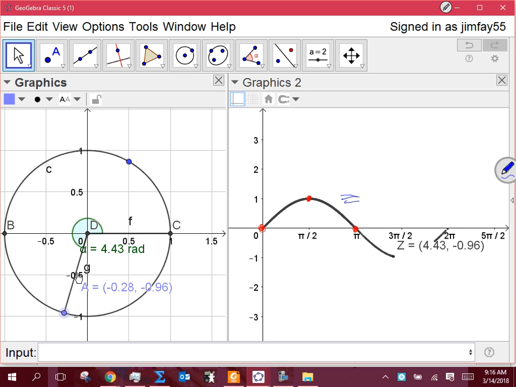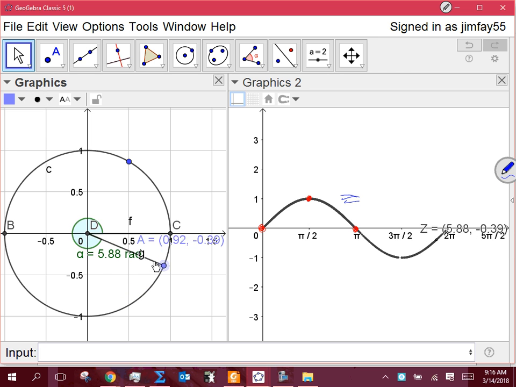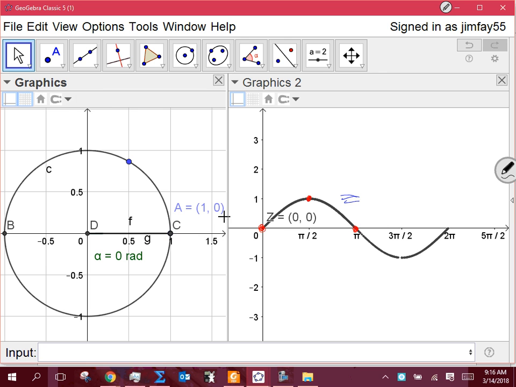And then another one would be 3 pi over 2. So it gives me that point right there where my cursor is. And then we'll kind of finish back up at 2 pi, comma, 0. All right, and that's what's developing the unit circle.